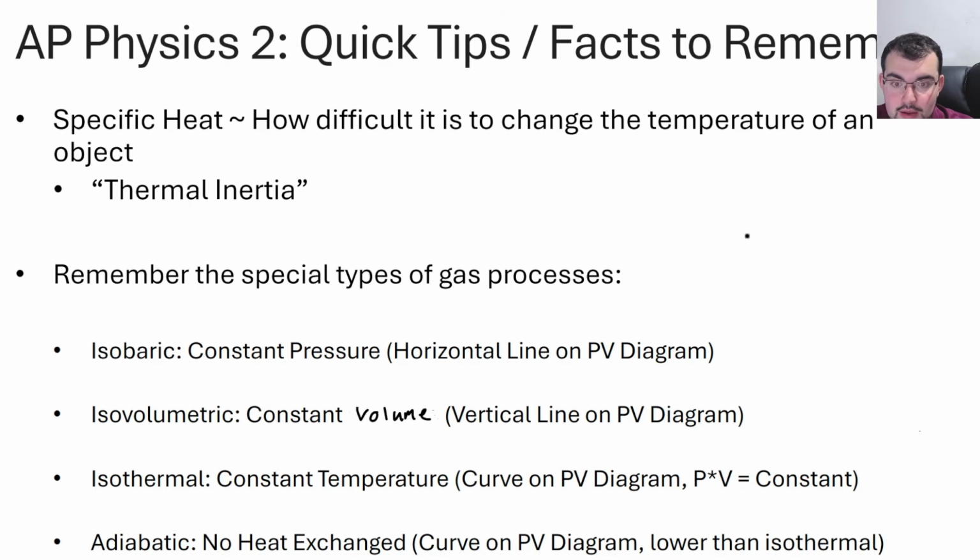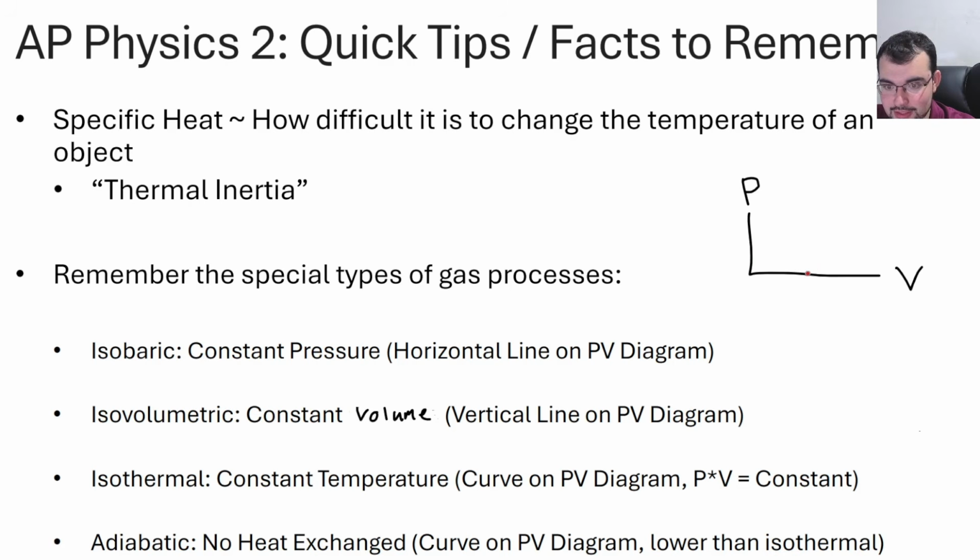So the PV diagram, the area under this curve gives you the work done. And a lot of things can be easily visualized using this diagram. So an isobar, bar like barometer, is constant pressure. So if my pressure can't change, that is a horizontal line. So we get a nice rectangle for our area under the curve.